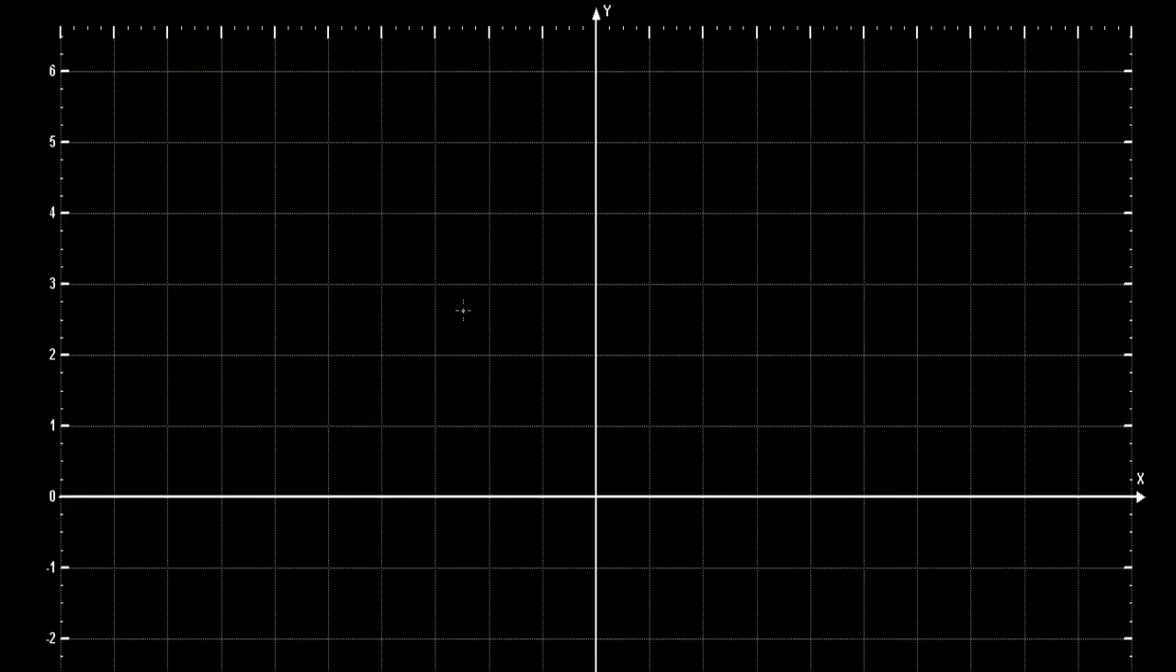Here I have the coordinate plane. So let's try and sketch this graph. We had said that the vertex was found at point 1,5. Here's 1 and then 5 up. 1, 2, 3, 4, 5. That's the vertex right here.